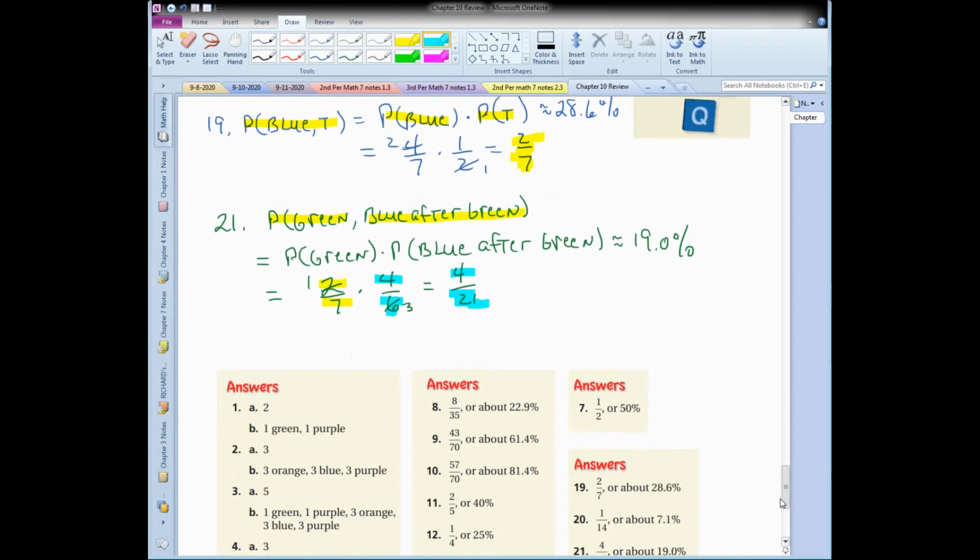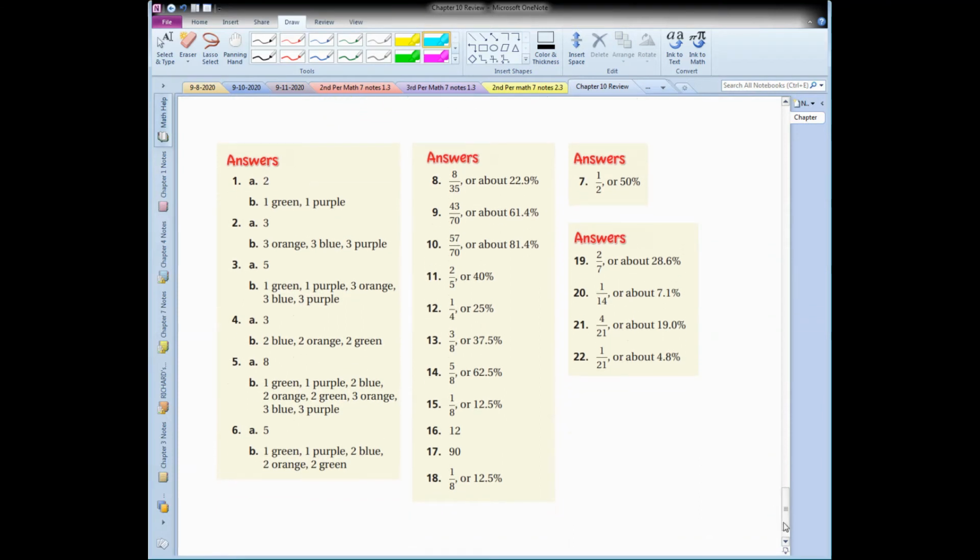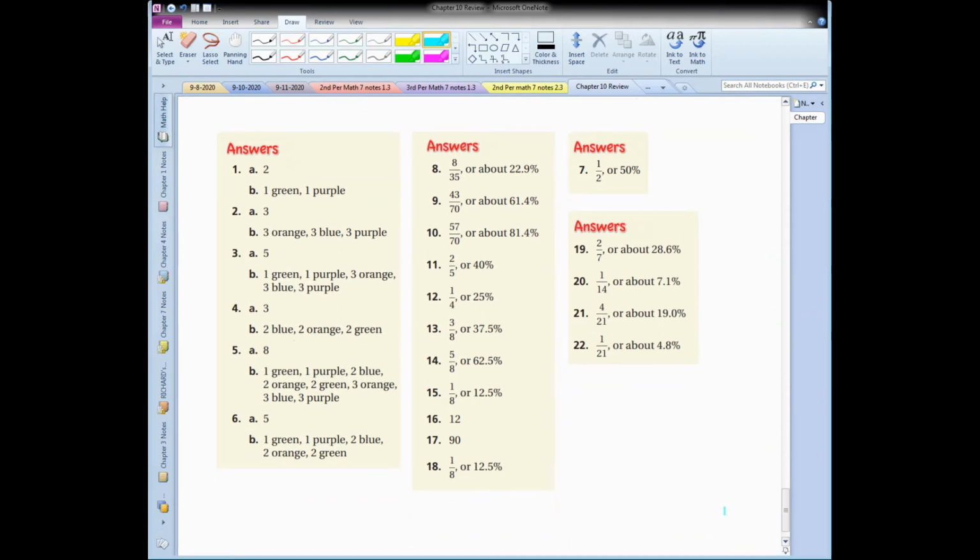All right, so I'm going to scroll down here so you can see the answers to all 22 problems. And you can use those to check your work if you work these out.